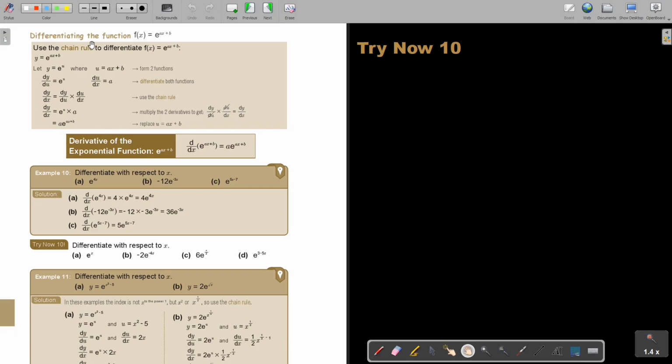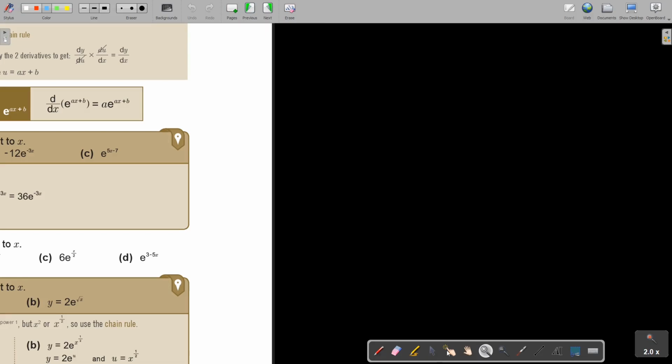Okay, but let's just move on. If I'm going to put something extra with the exponent, what do I do then? Now, I want to show you this because this is easy. This is just using the chain rule. I just want to make it bigger.